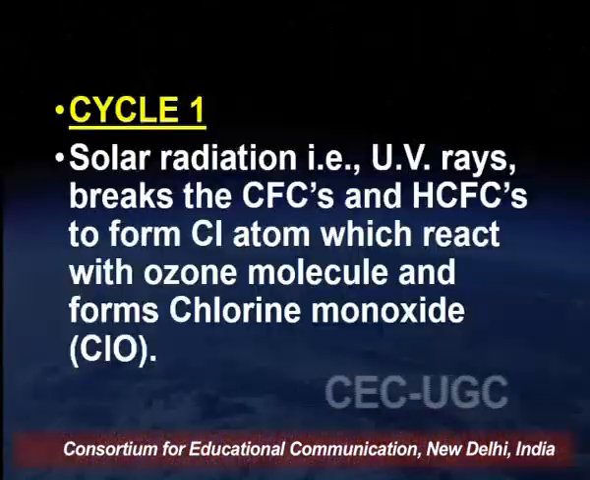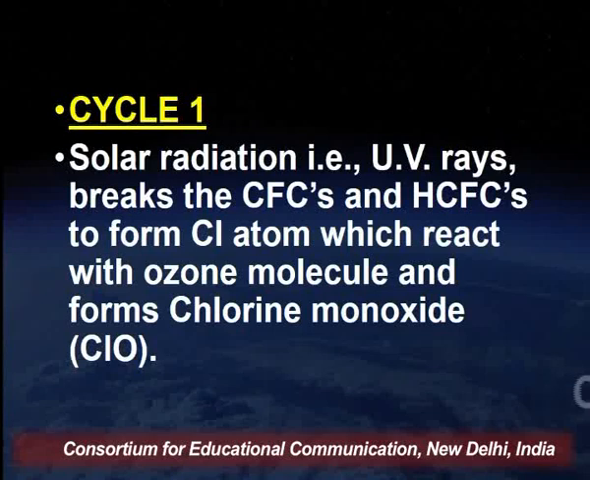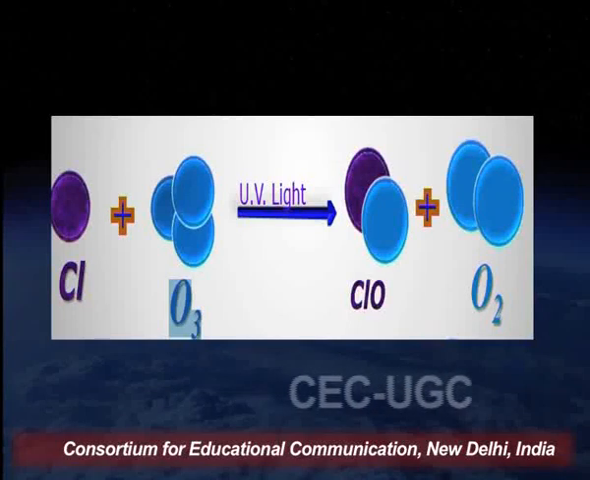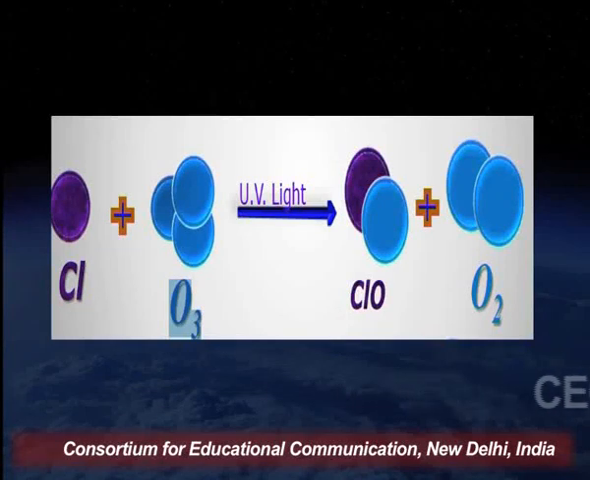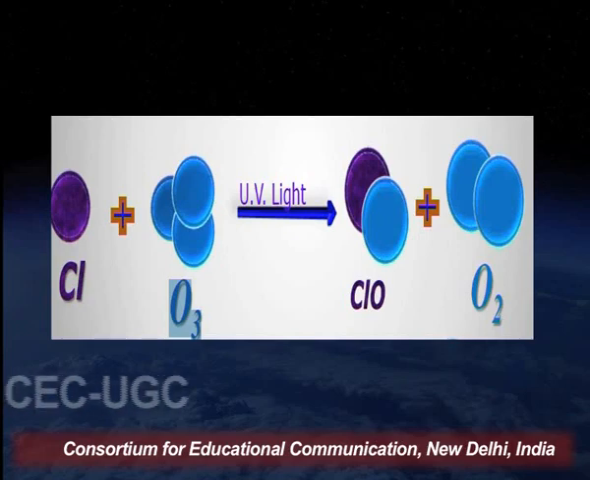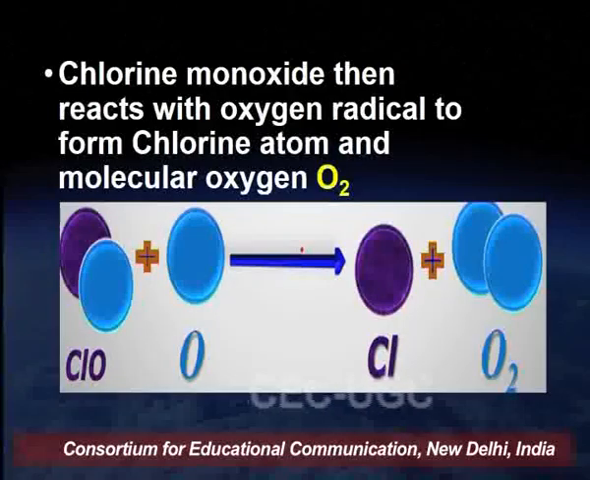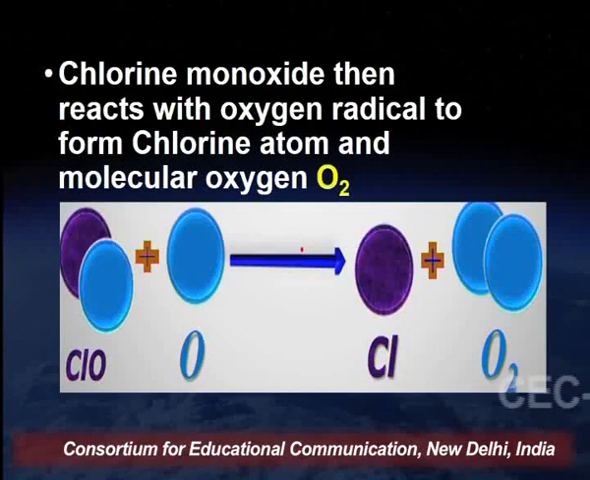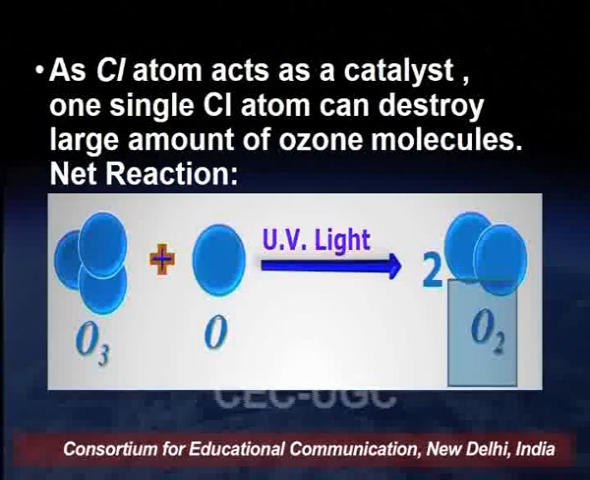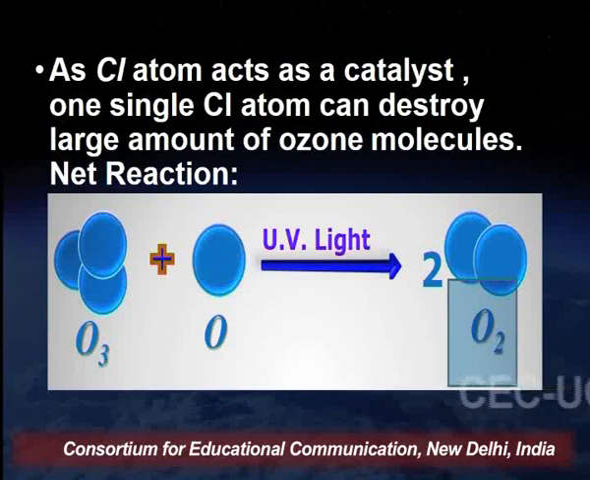In cycle 1, we observe that solar radiation, that is the UV rays, breaks the CFCs and HCFCs to form a chlorine atom, which then reacts with an ozone molecule and forms chlorine monoxide. So what has been observed is that the chlorine free radical reacts with ozone to form chlorine monoxide and oxygen. And now this chlorine monoxide reacts with an oxygen free radical to form a chlorine atom and an oxygen molecule. As the chlorine atom acts as a catalyst, one single atom can destroy a large number of ozone molecules.